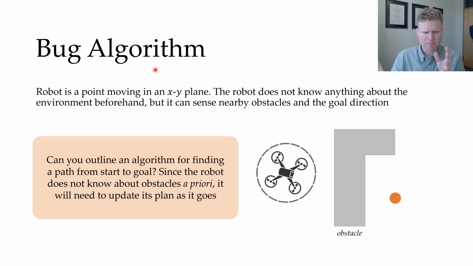So for this bug algorithm, we're going to have a robot, and we're just going to think about this robot moving in a plane. And we're going to simplify everything down so the robot is treated just as a point. So I've got this drone, but I'm just thinking about that as a point in space.